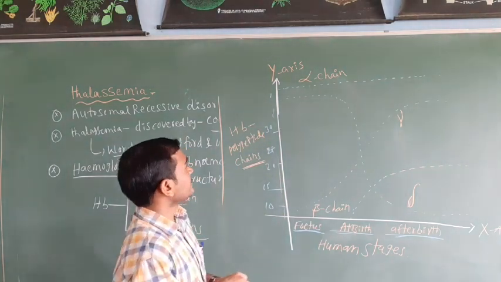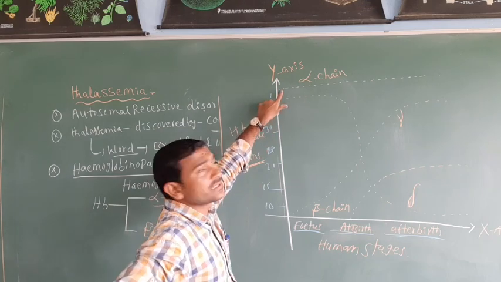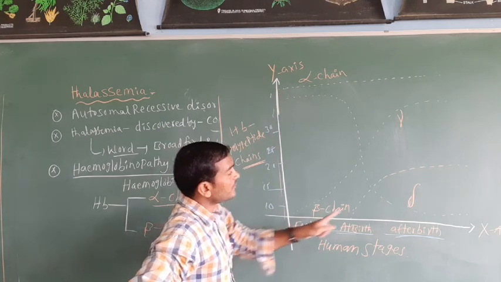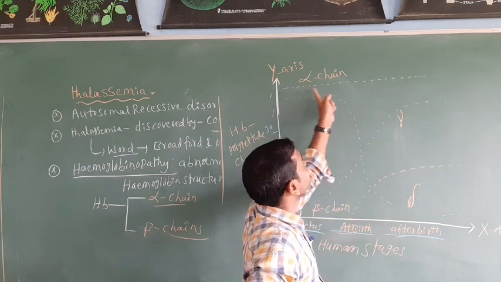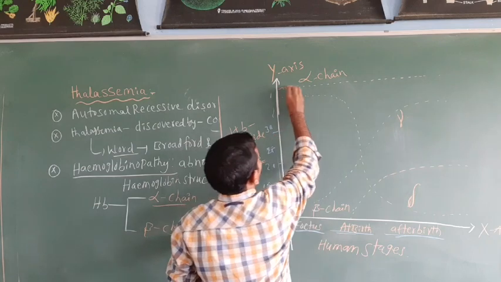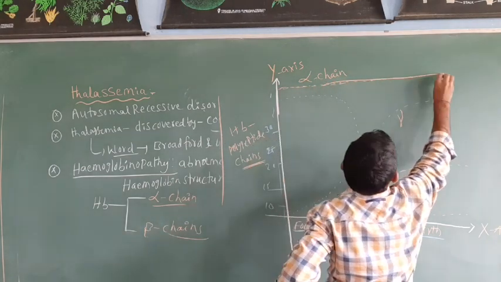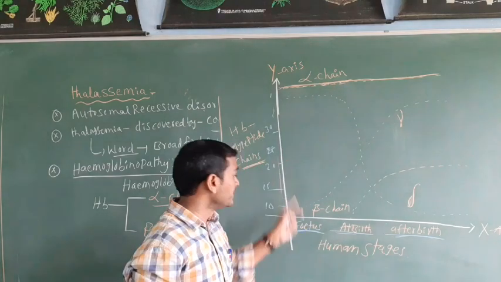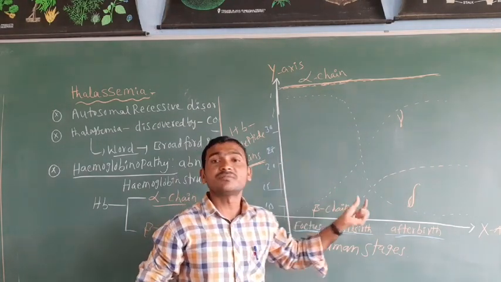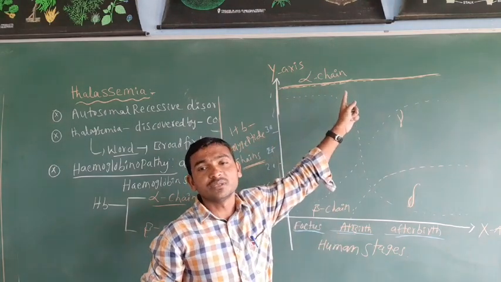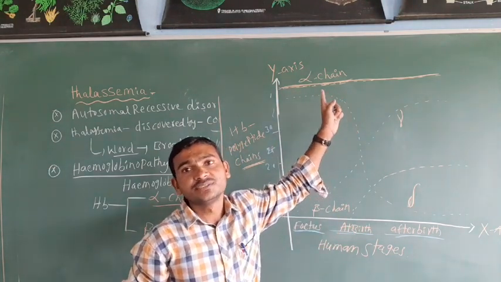See here, first take the alpha chain. How is the alpha chain? From the fetus to after birth, it is constant. The availability of the alpha chain is the same. The alpha chain is constantly available from the fetus to after birth till death. It is richly available. This one is the alpha chain.